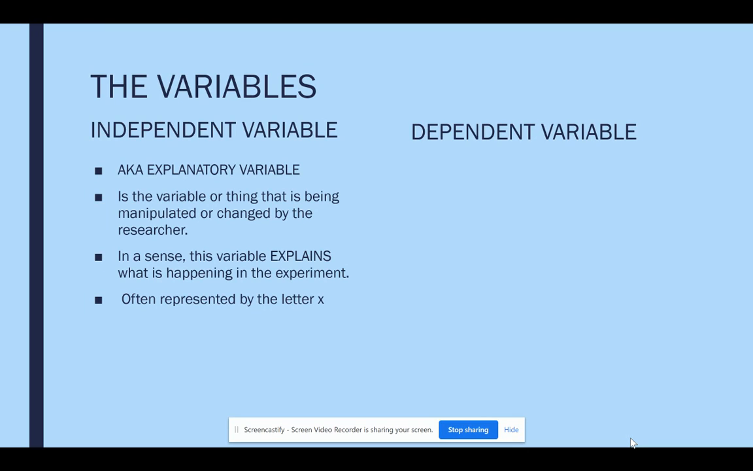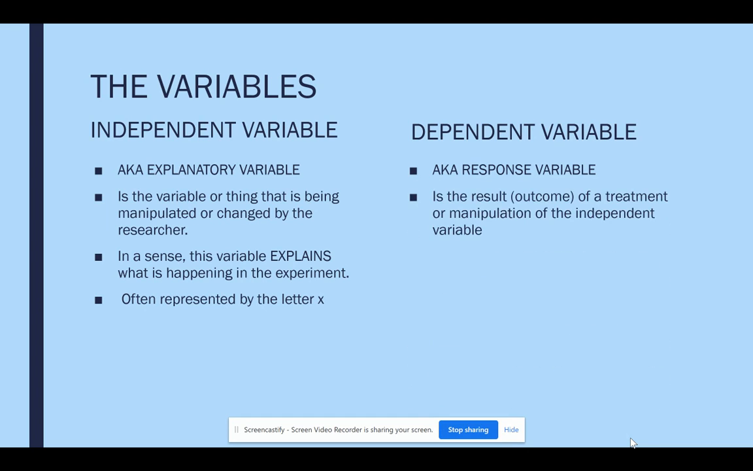The second variable, and again, you can have more than one independent variable. We will primarily be focusing on one, but you could have two or three independents. The second variable is called the dependent variable, or sometimes the response variable. It's called the response variable because it's the result or the outcome of a treatment or manipulation. It's what happens when you changed that particular thing in your experiment.